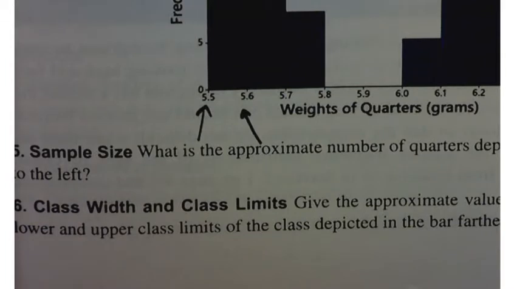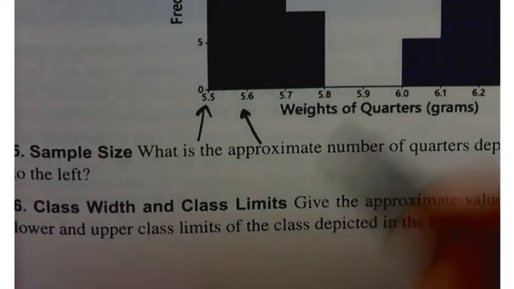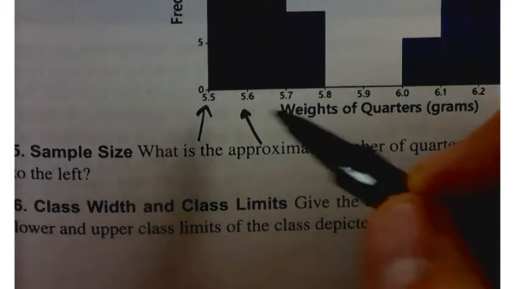Yeah, 0.1. So that's how wide it is. It's the distance between these two, upper and lower class limits. So the class width, ideally you'd be subtracting adjacent lower class limits or adjacent upper class limits, but in this case the class width is 0.1.